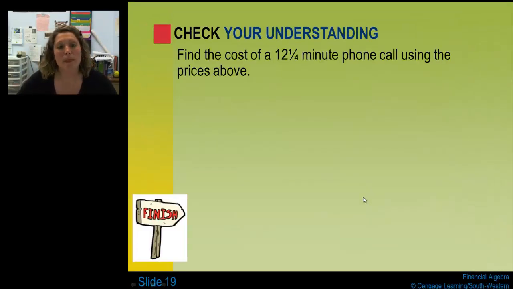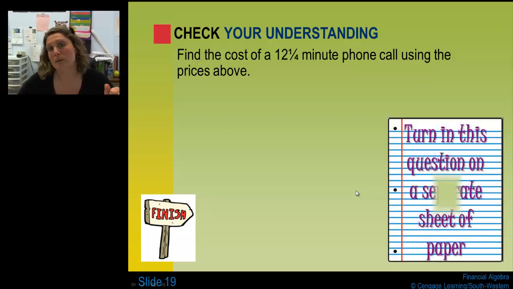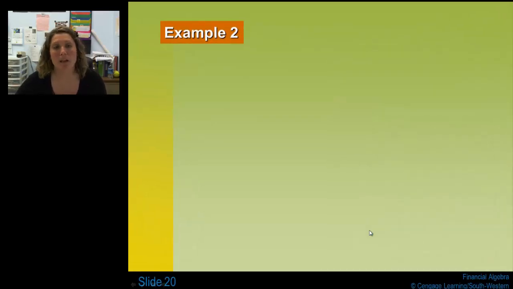Check your understanding. You are going to finish this in your notes. And you're also going to do this on a separate sheet of paper to be turned in. It says find the cost of using a 12.25 minute phone call with the prices that we did in the previous slide. So remember that those were 35 cents for the first 3 minutes and then 19 cents for each extra minute. So you had 12.25. You're going to follow the exact same steps in the previous example to complete this one. So finish this in your notes as well as on a separate sheet of paper.